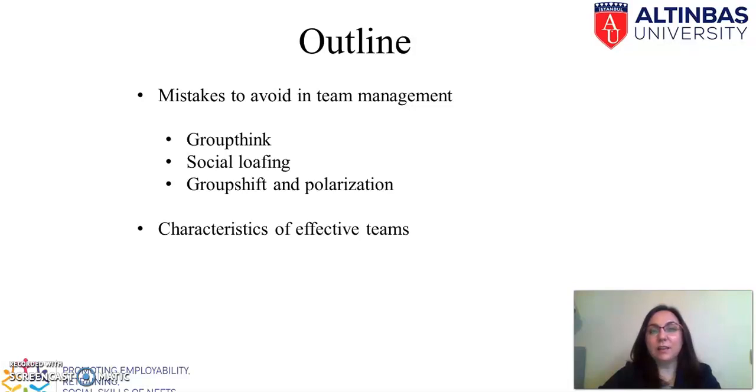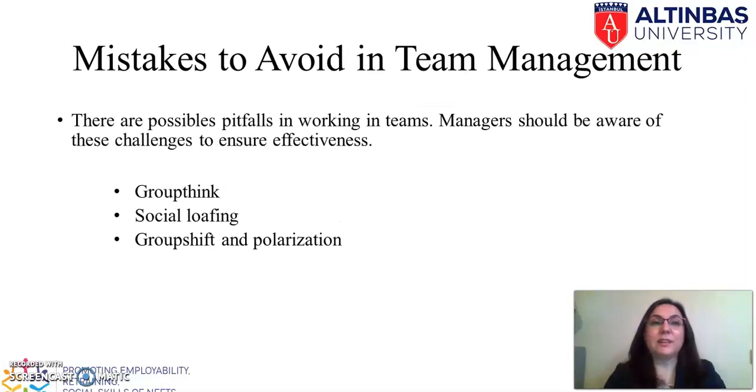So here is the outline of our fourth part. We will mainly talk about the mistakes that we should avoid in a team. These are groupthink, social loafing, group shift and polarization. So we will talk about what these concepts are and how we can avoid these. And in the second part of this fourth part of the course, we will talk about the common characteristics of effective teams. So let's start with what kind of mistakes that we can make in a team.